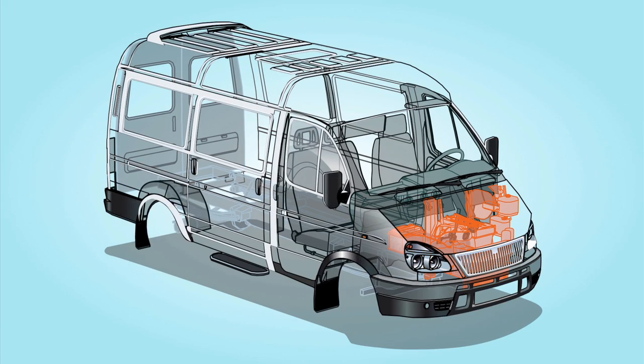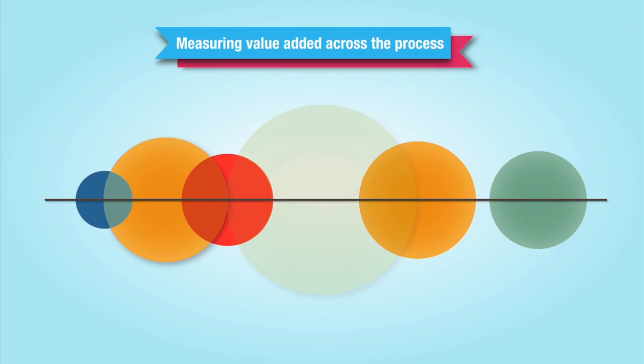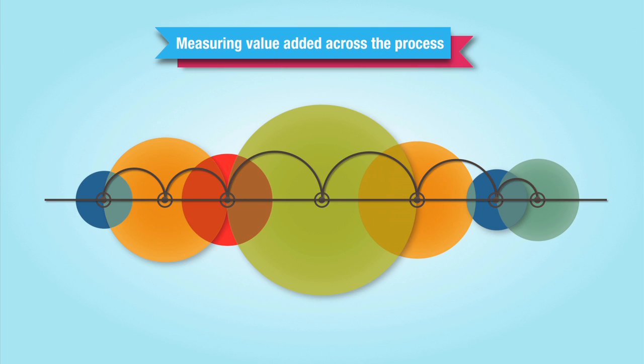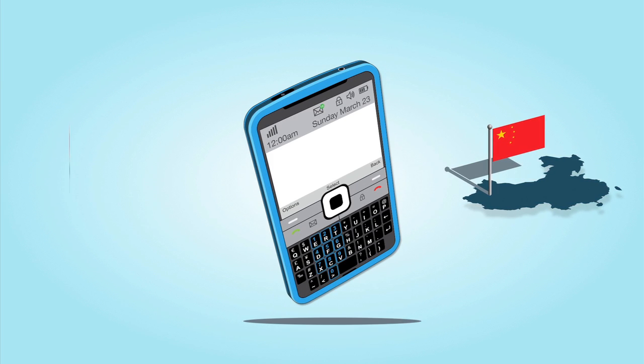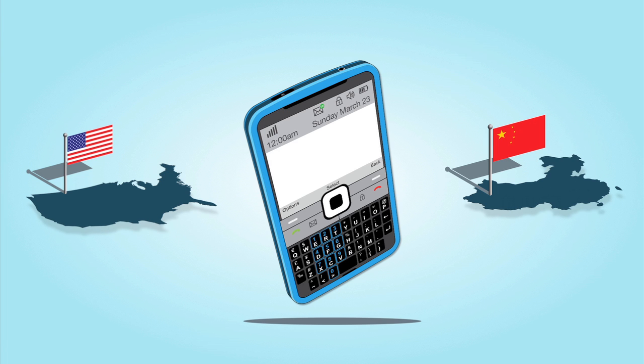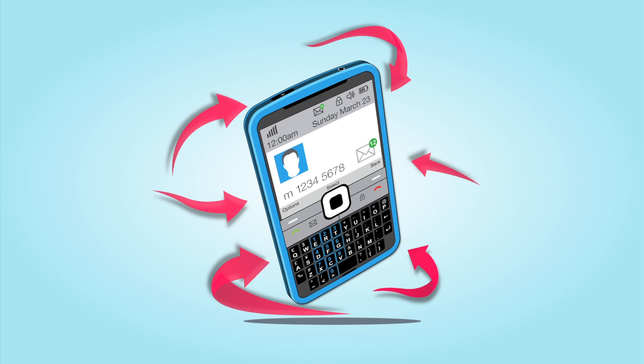Today, products are composed of parts from all over the world. To fully understand trade, we have to measure the value added at each point in the process. Imagine China exports a $100 smartphone to the United States. China may have only produced $10 or $20 of the total value of that phone. The rest of it was imported from elsewhere.